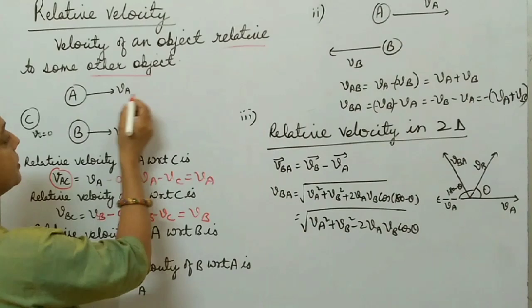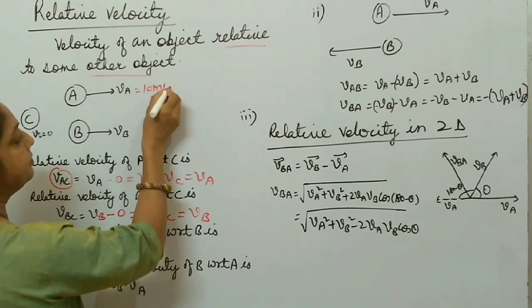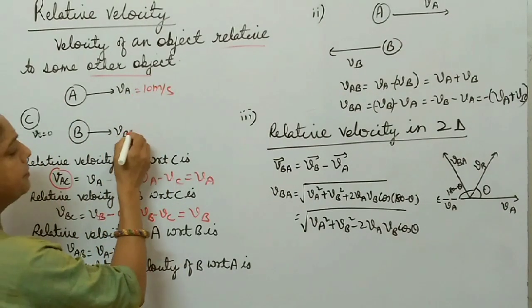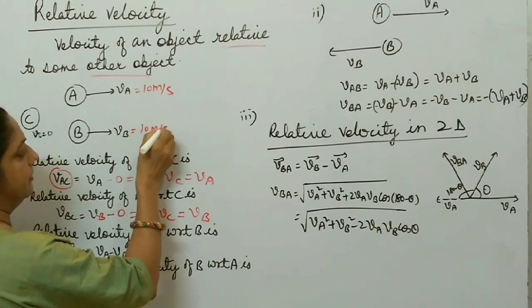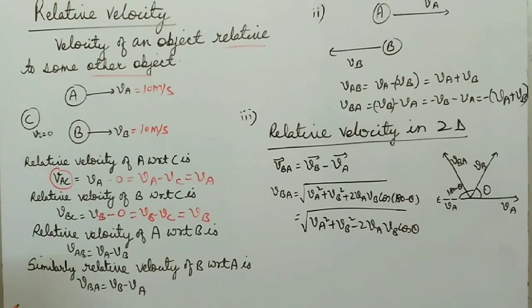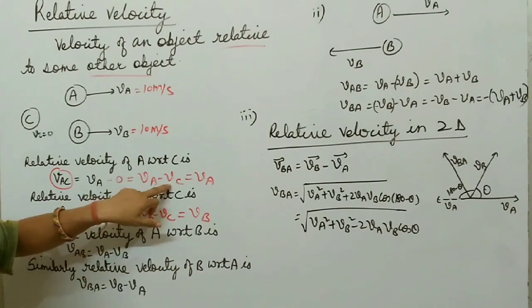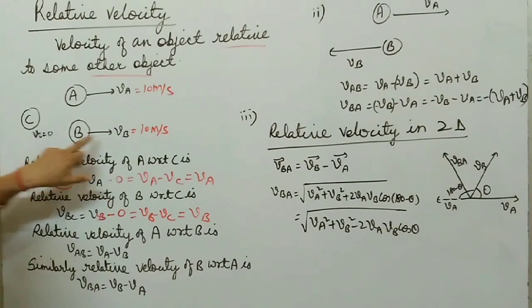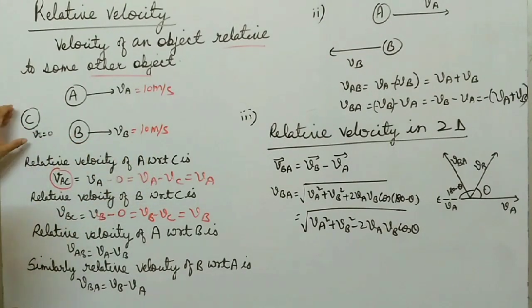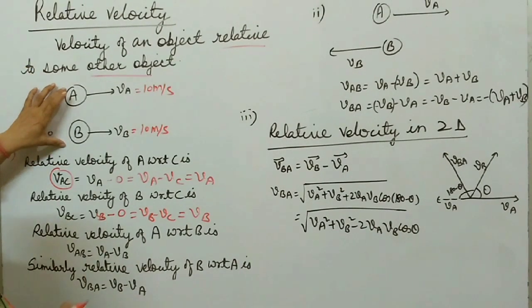It becomes clearer with the help of one example. Suppose the velocity of A is 10 meter per second, right? And the velocity of B is also 10 meter per second. Both are moving with the same velocity. So when C observes A, the velocity of A is VA minus VC, VC is 0, so it becomes 10 meter per second. When C observes B, the velocity of B becomes 10 meter per second because C is at rest. But when B observes A, both are moving with the same velocity. Try to understand it.